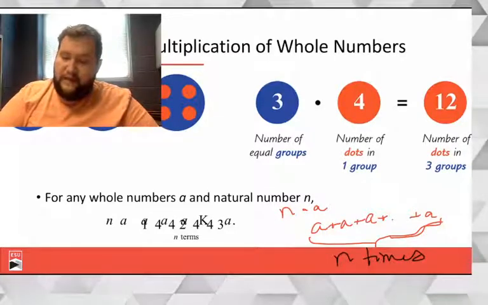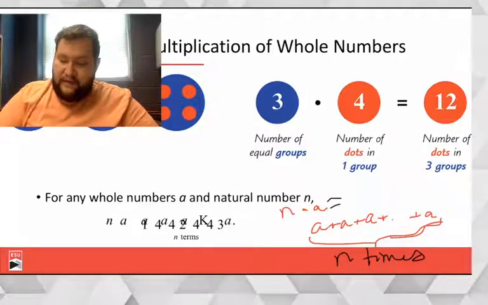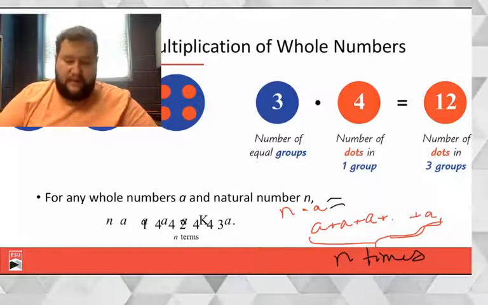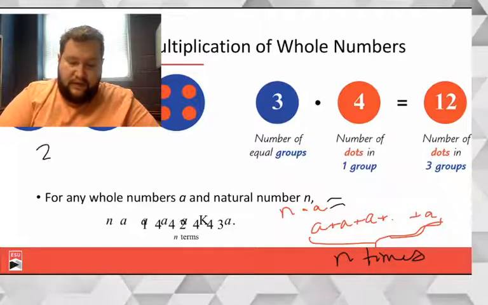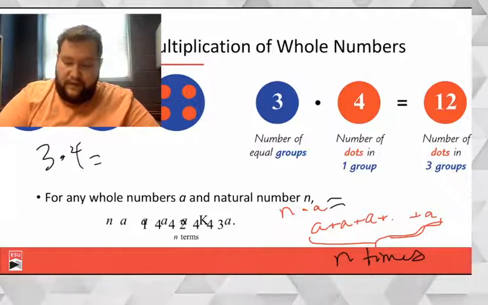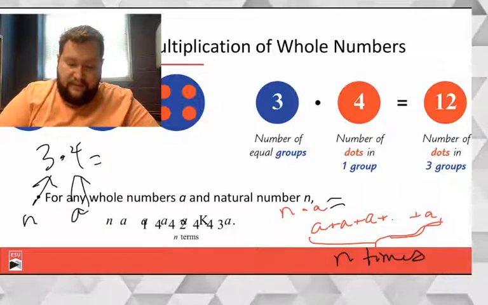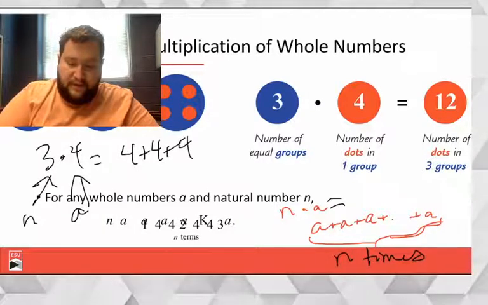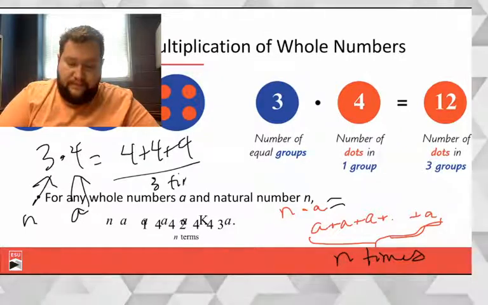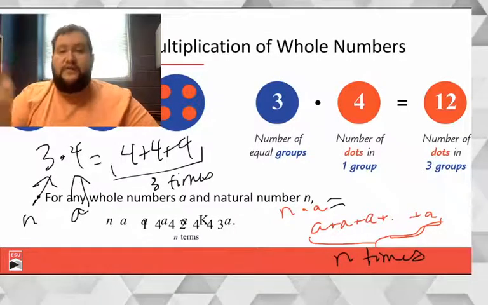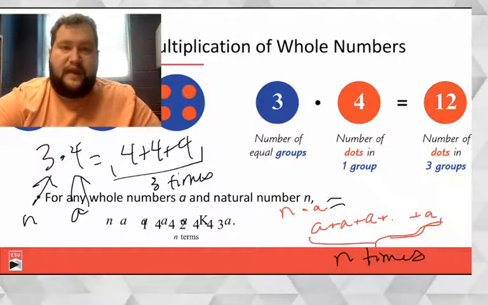So n times a, we can write as a plus itself n times. Just like 3 times 4 was, so this is our n, that's our a. So we have 4 plus 4 plus 4, 3 times. So just trying to give you a concrete representation of that definition.